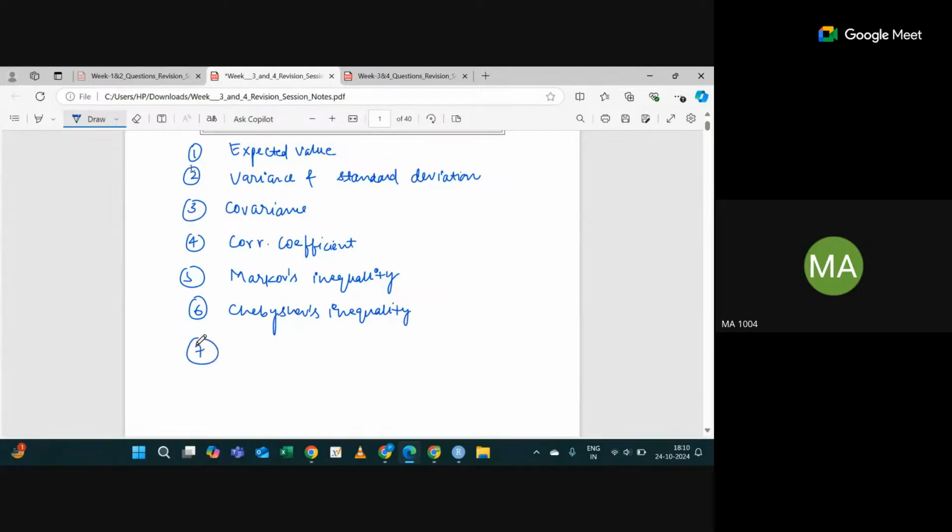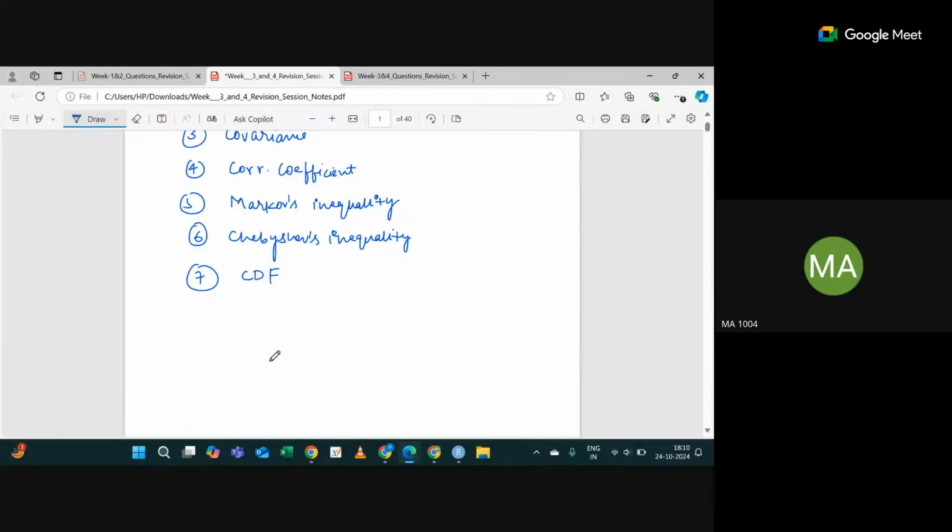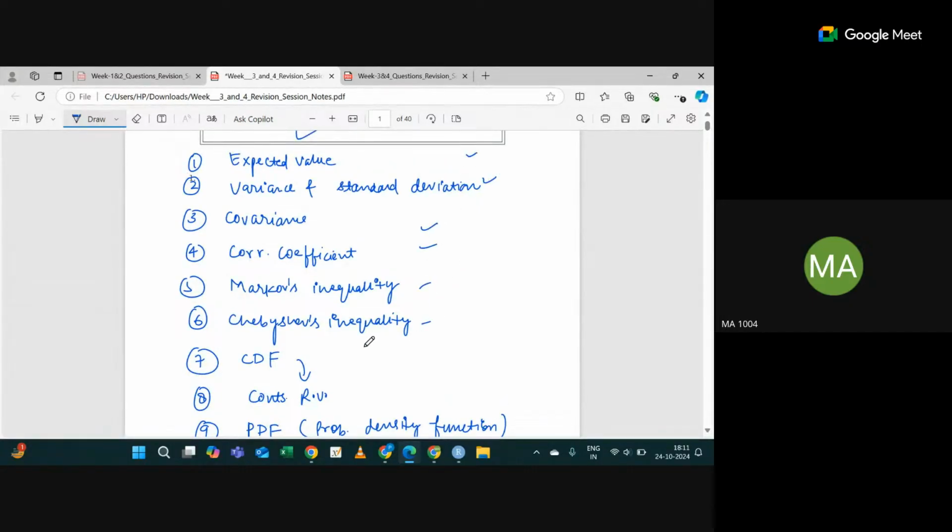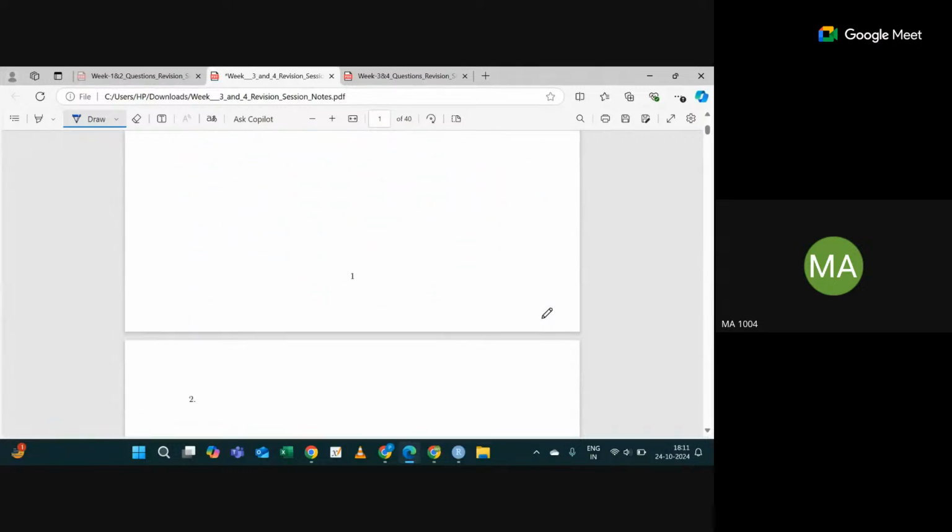So in week 4, basically we will see what is the CDF for discrete, then CDF for continuous. Before PDF, we will see what is the continuous random variable. Then from CDF of discrete, we will move on to the continuous random variable. Then what is the PDF? PDF stands for probability density function. And then CDF and all. These are the major topics which we have to cover in today's session. So let's start from the expected value of a random variable.